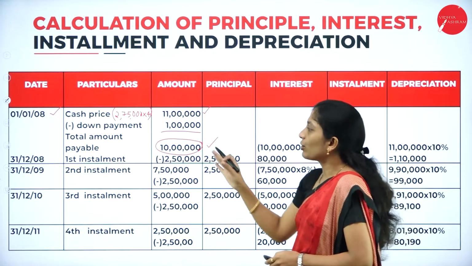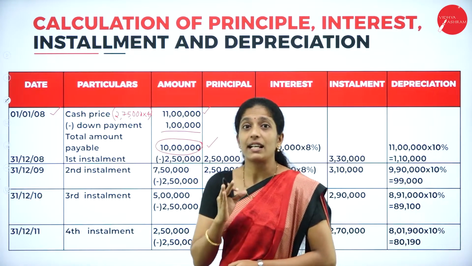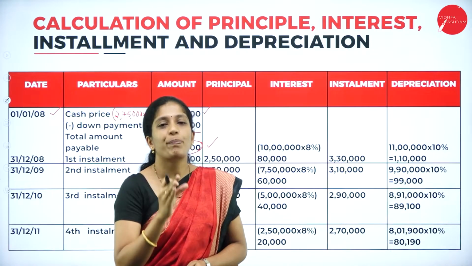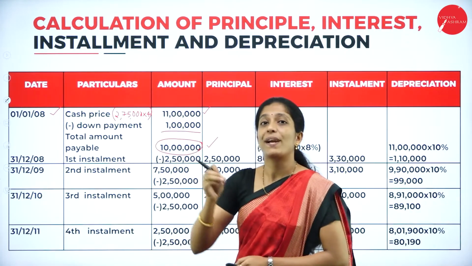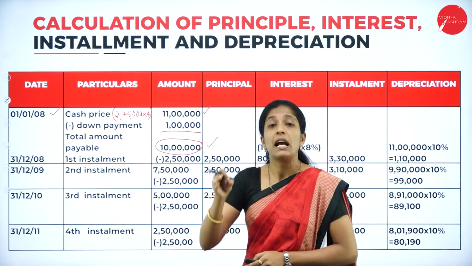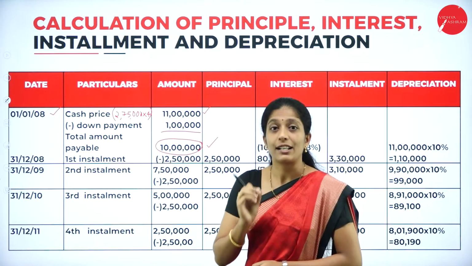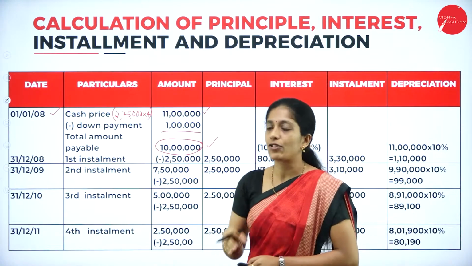Now go through the first installment. When did they tell that the installment is paid? This 10 lakh has to be paid in 4 equal installments at the end of each year, that is on 31st December each year.